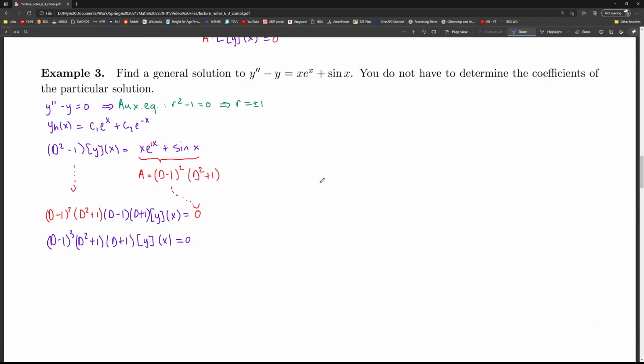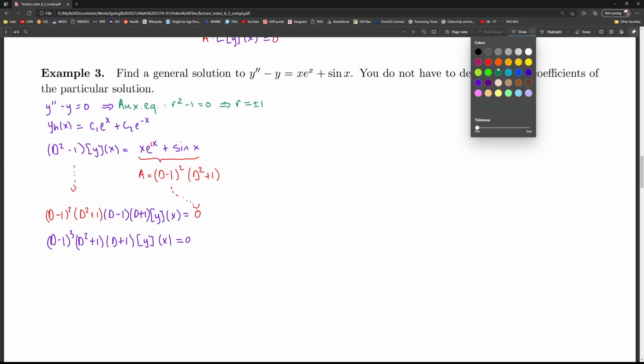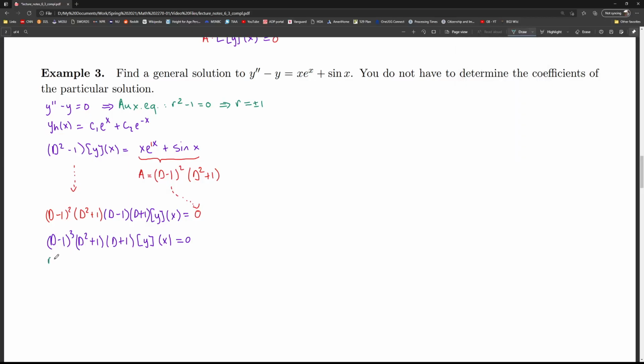And so that first part here has a root that's r equals 1. If you set that equal to 0, you get 1. And it has multiplicity 3. So the solutions we get are e to the power x, and then x e to the power x, and then x squared e to the power x. Those are the solutions that are associated with the d minus 1.